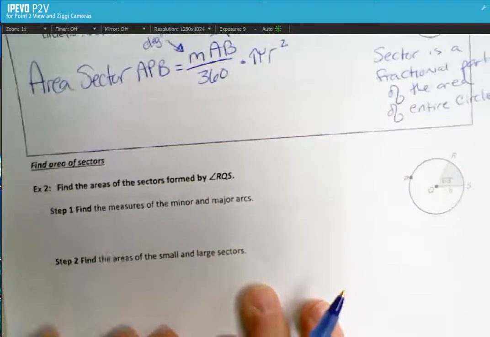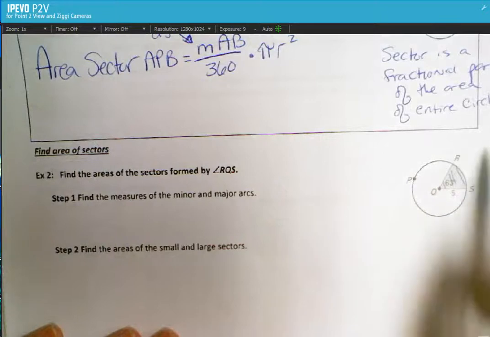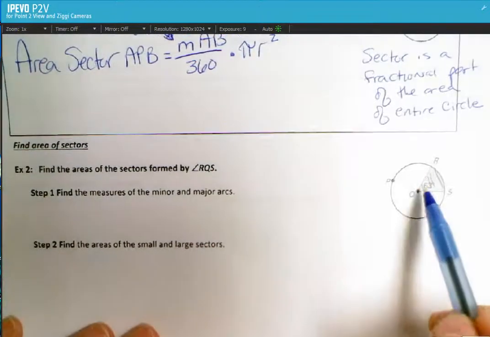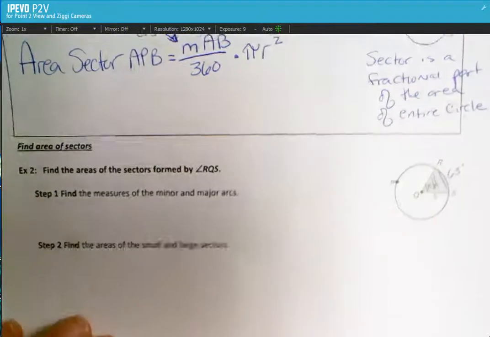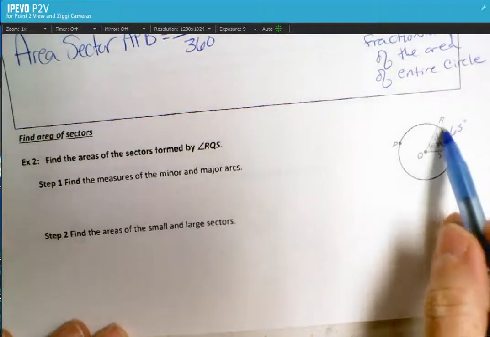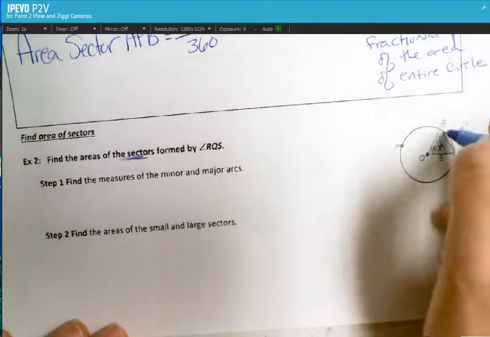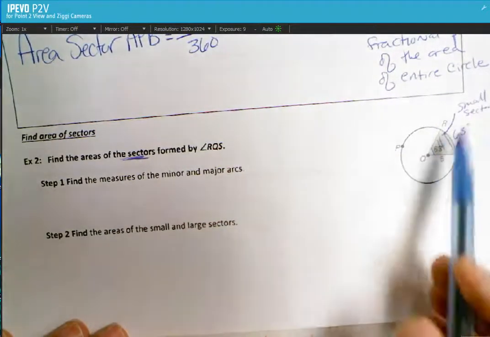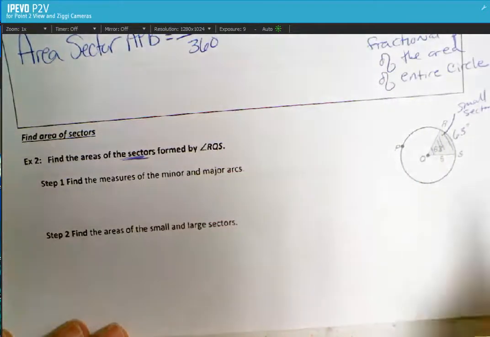Find the area of the sector. So the sector is the wedge formed by angle RQS. We know that the central angle gives us the measure of our arc, so the measure of my arc is going to be 63. If this is 63, it wants us to find the sector. So I'm going to have a small sector that's shaded. But this angle also forms a large sector, this other sector here.